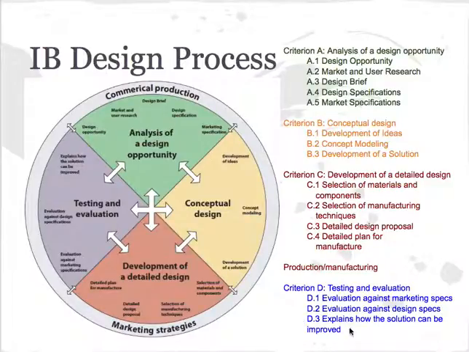Now we move on to D3. D3 explains how the solution can be improved. Now remember, we started with a different type of problem. Our problem was originally we need to create an exhibit for the Please Touch Museum. And we did that. We went through the 3 different steps or the 3 different criterion, we created it, and then we tested it. Now our problem is, well, it didn't work. So we need to figure out and explain how we would include or how we would improve that solution.